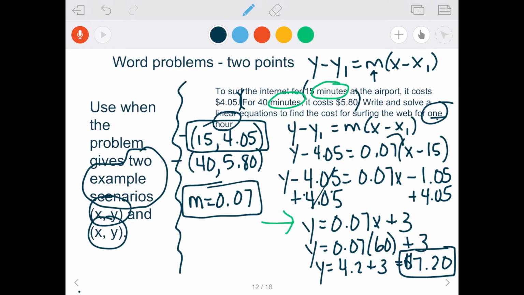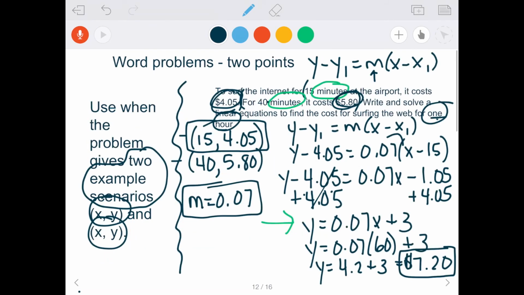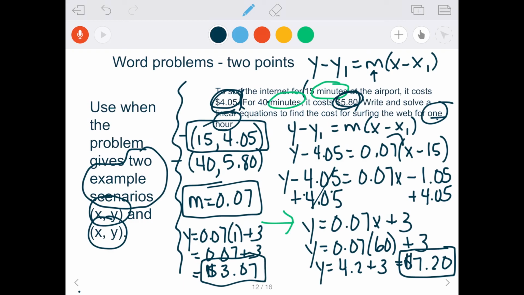And guys, it makes sense. If 15 minutes is $4, 40 minutes is $5. 60 minutes should be more than that. Let's see what would happen if I put in a 1. It would be 0.07 plus 3, which would be $3.07, which doesn't make sense. It should cost more than that.